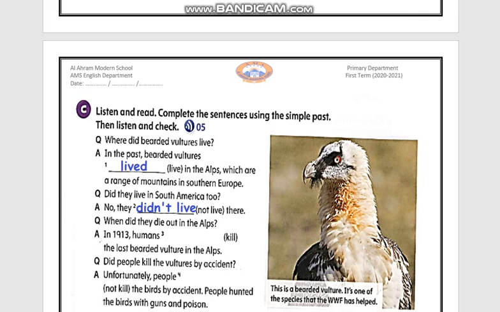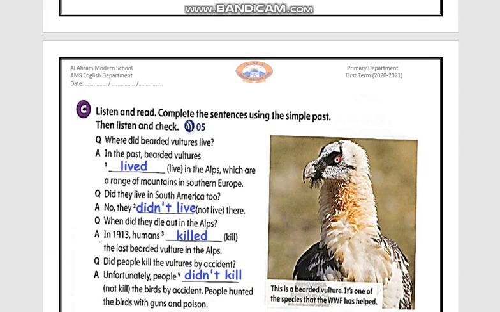When did they die out in the Alps? In 1913, humans killed the last bearded vulture in the Alps. So what is the past tense of kill? That's correct. Killed. Did people kill the vultures by accident? The answer is, unfortunately, people did not kill the birds by accident. People hunted the birds with guns and poison. So what is the past tense? Didn't kill.